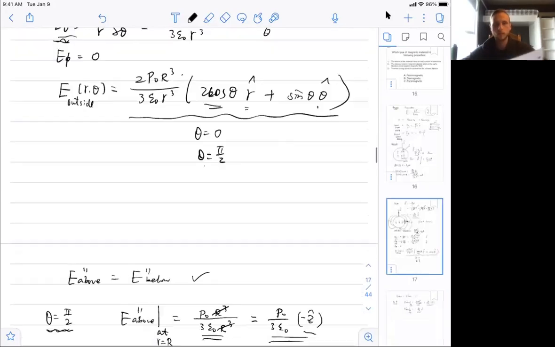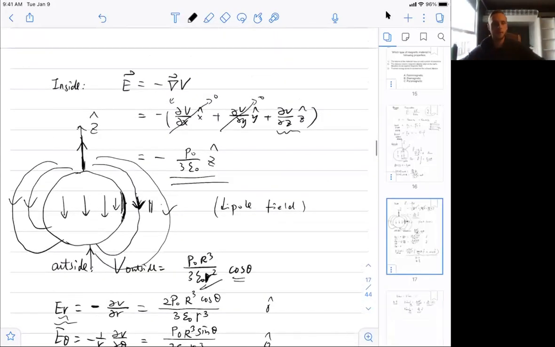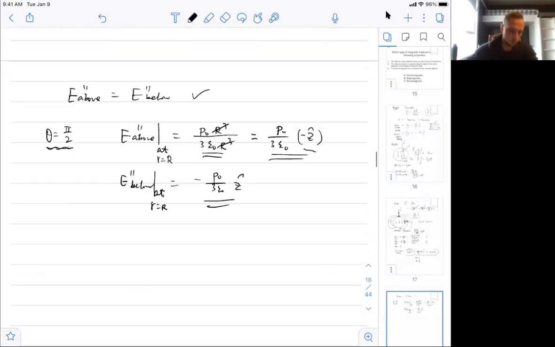One last thing to do is to check the perpendicular component. So where do I find the perpendicular component? You can see here is my surface. This is perpendicular to the boundary. So this is my perpendicular component. And the boundary condition is above perpendicular minus below perpendicular is sigma over epsilon naught.